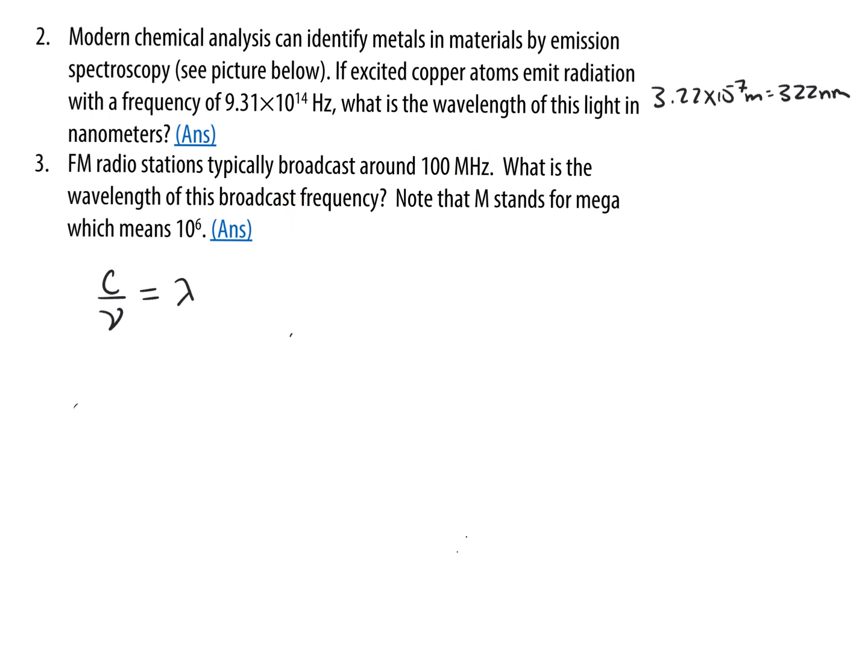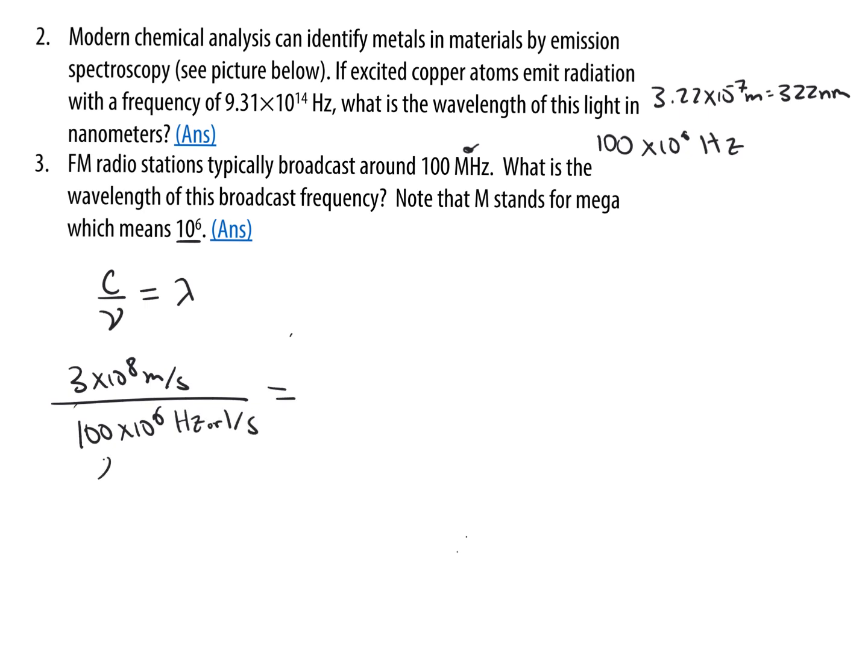We want the wavelength. That's the same problem we just did. We're given a frequency, we want to get the wavelength, so it's the same equation. C over nu is equal to lambda. We could resolve that if we wanted to, but we just did it, so we can just plug back in. 3 times 10 to the 8 meters per second divided by, now our frequency has to be in hertz, just like we did before. Since mega means 10 to the 6, that's 100 times 10 to the 6 hertz, or 1 over second as the unit.